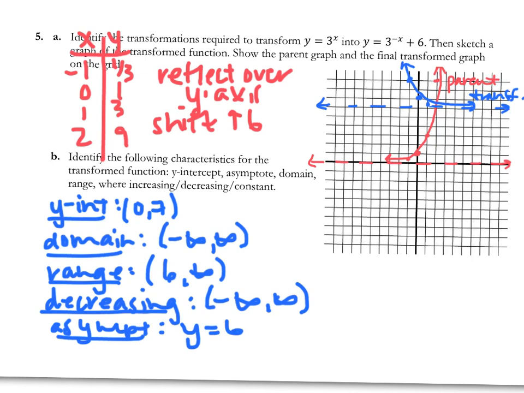Now this one, you were able to tell where the y-intercept was just by looking at the graph. It's at 0, 7. Domain all real numbers. The range starts from the asymptote of 6 and then goes up. So our range is 6 to infinity. And then this one is decreasing, similar to the other one. This one's decreasing everywhere, so we say that it's decreasing from negative infinity to infinity.